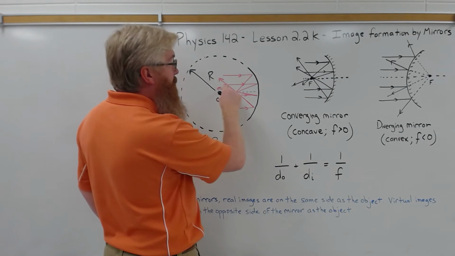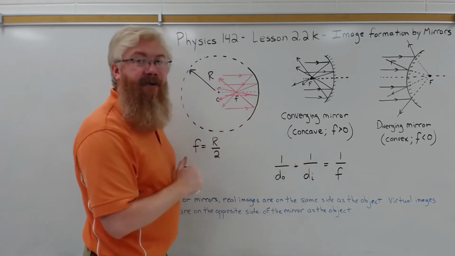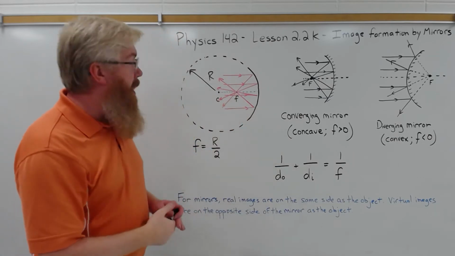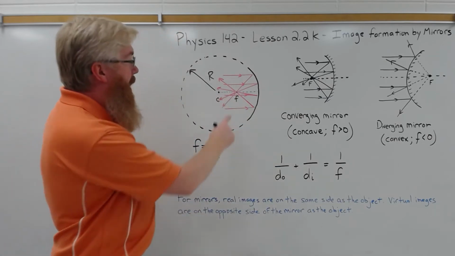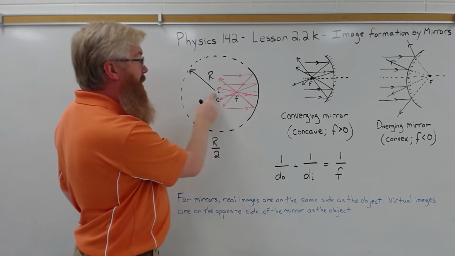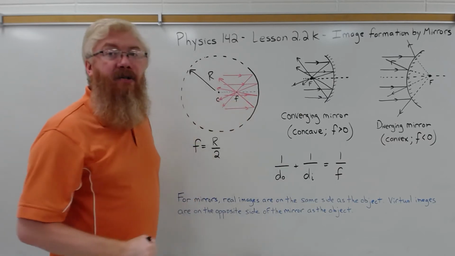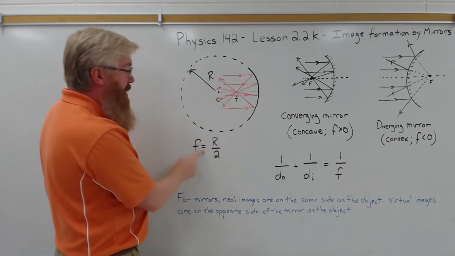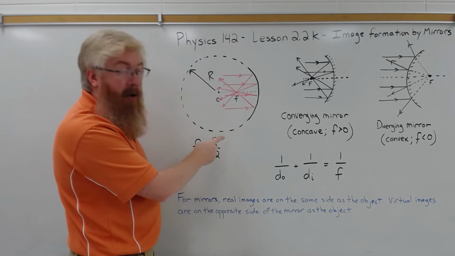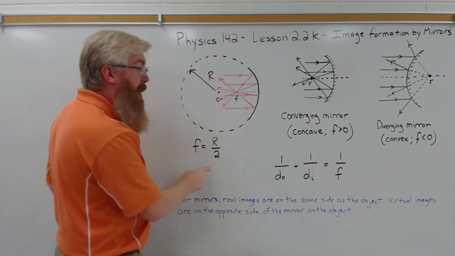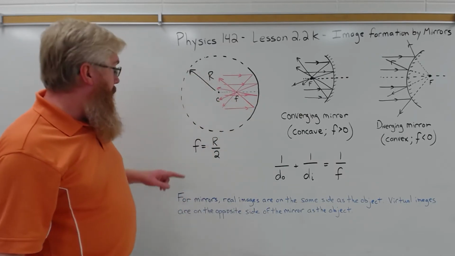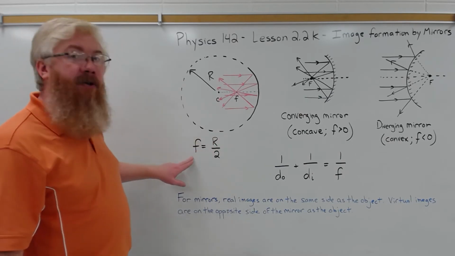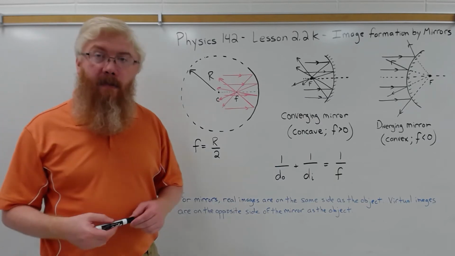If we send parallel beams of light towards the inside portion of the mirror, we find that they are reflected through a focal point. They all converge at a focal point. That focal point is halfway between the center of the mirror and the edge of the mirror. In other words, the focal length of this spherical mirror is equal to the radius of the sphere it would have come from divided by 2. This radius is called the radius of curvature. Half of the radius of curvature is the focal length for a spherical mirror.